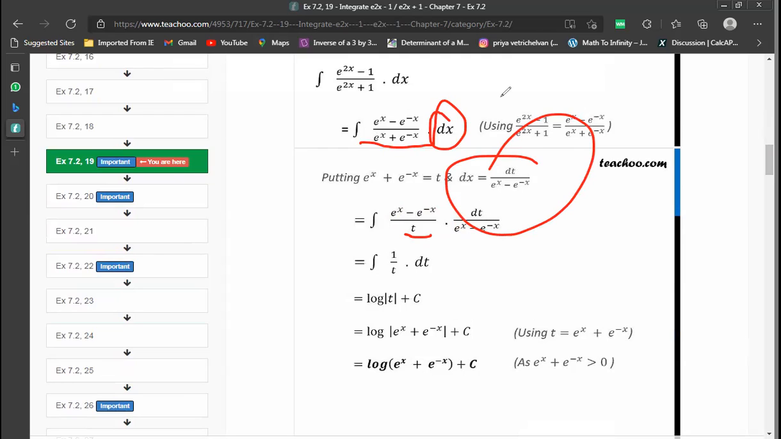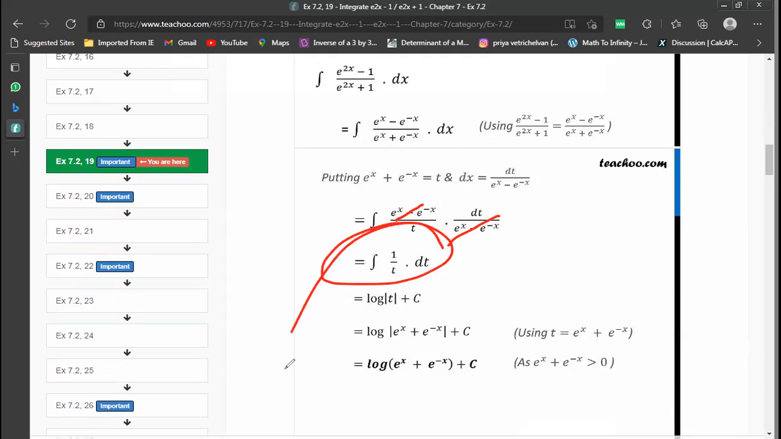Now you can cancel out the e power x minus e power minus x, and you'll be left with 1 by t alone. When you integrate 1 by t, the answer is log of t. Now substitute back. What is t? T is e power x plus e power minus x. That's it.